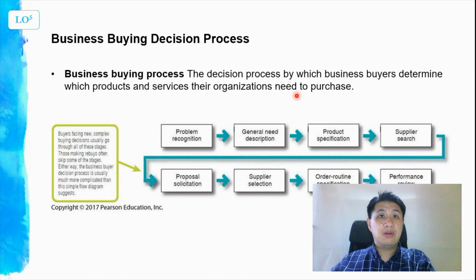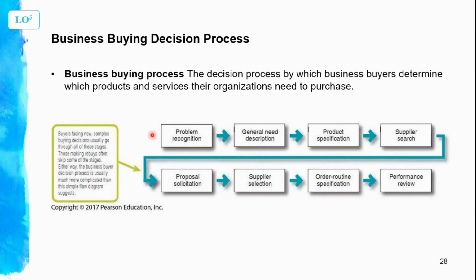Compared to the consumer buying decision, the business buying process is actually much more complex. You have more stages involved. But the stages start pretty similarly, with problem recognition. This is then followed by the general need description, the product specification, a search for the supplier, proposal solicitation, supplier selection, order routine specification, and finally a performance review. In the next slide, we'll run through each of them and explain.